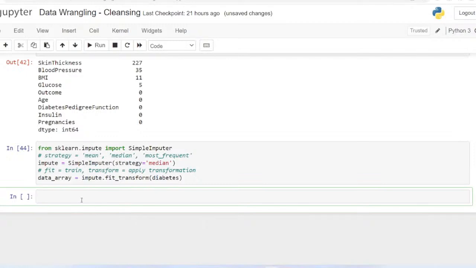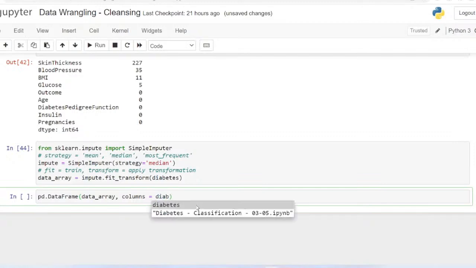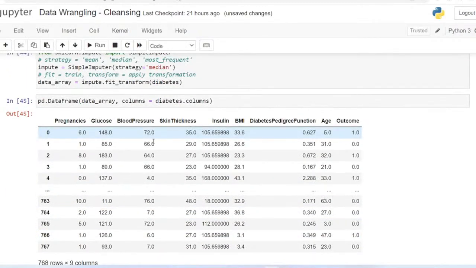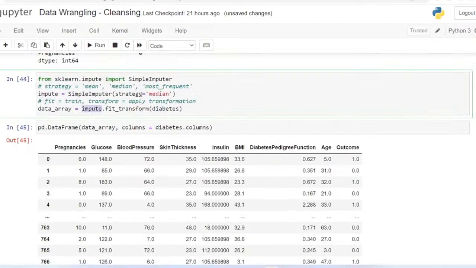Now, in this case, we have to typecast this data_array and also mention the column names, which will come from its previous data, diabetes.columns. That is kind of a drawback it has: when you apply fit_transform, the imputation strategy with the help of scikit-learn, the return type is an array.